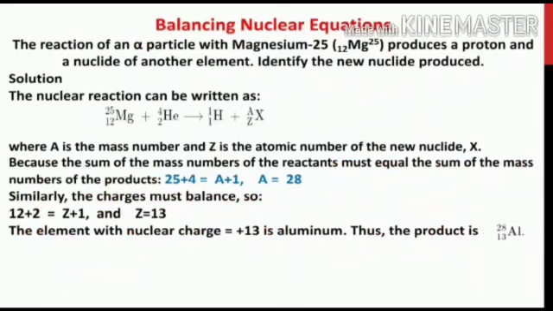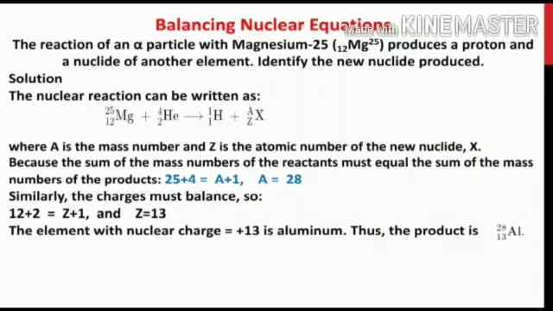The question is: the reaction of an alpha particle with magnesium-25 produces a proton and a nuclide of another element. Identify the new nuclide produced. We can write the nuclear reaction: magnesium-25 (atomic number 12) plus alpha particle gives protium plus X with mass number A and atomic number Z. Here X is the new nuclide, A is the mass number, and Z is the atomic number of the new nuclide X.